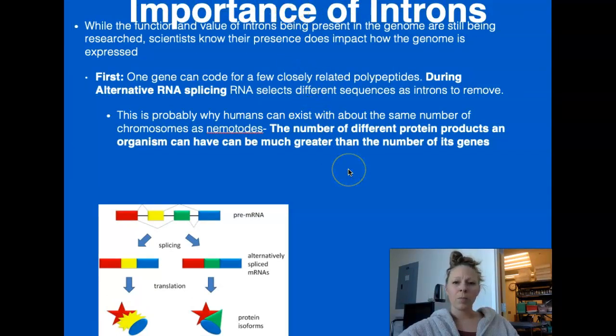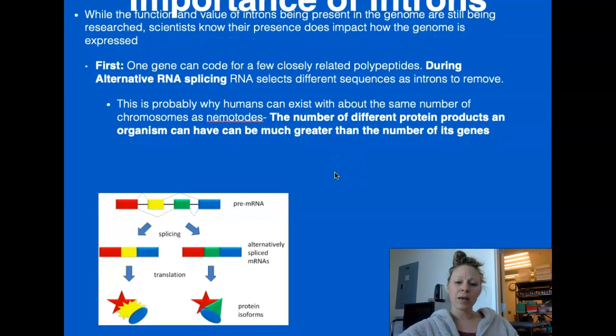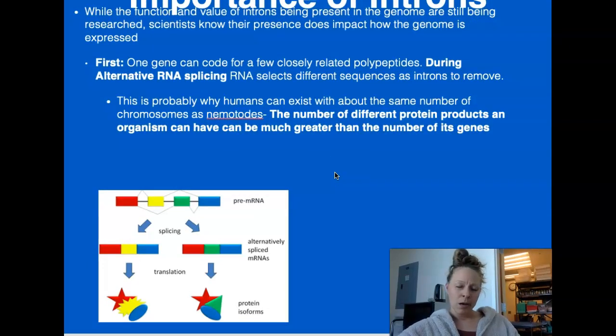If we're removing them, it seems like they'd just be junk DNA. However, it allows for alternative RNA splicing. It allows each gene to be able to code for multiple proteins. Let me explain what I mean.